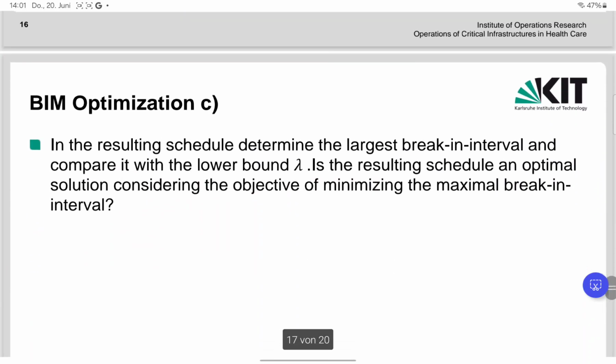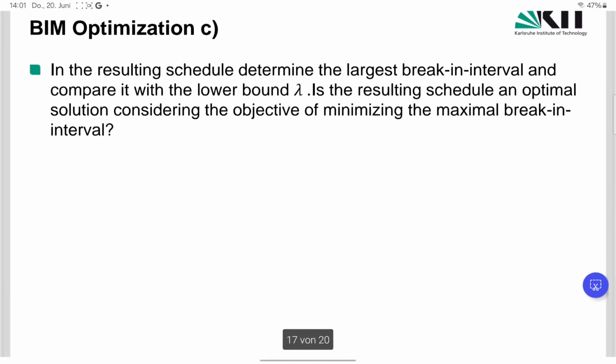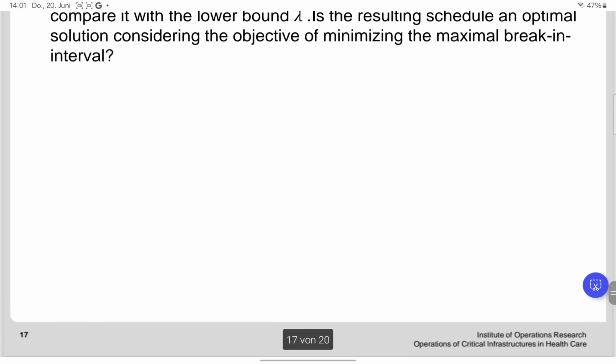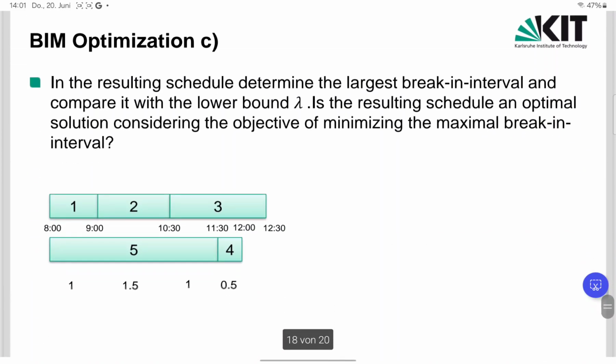Okay, and now the question is, we have to determine the largest break-in interval and compare it with the lower bound lambda, which is 1 hour. And the question is, is the resulting schedule really the optimal solution? Considering, of course, that we would like to minimize the maximum break-in interval. So let's have a look at how it goes.